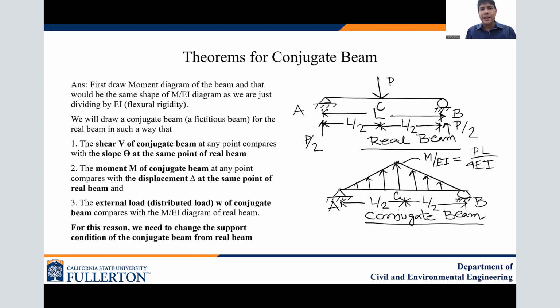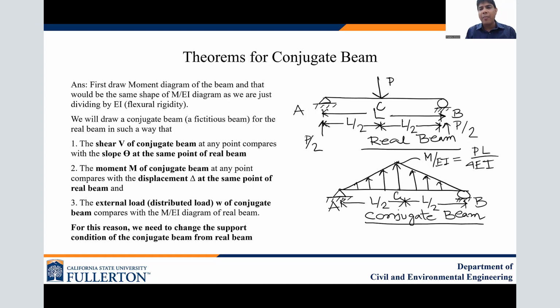The first step is to draw the bending moment diagram of the real beam. Once you draw the bending moment diagram, then we need to divide by EI. EI is the flexural rigidity, E is the modulus of elasticity, and I is the moment of inertia of the beam. For this one concentrated load, our bending moment will be PL over 4, which is maximum in the middle of the beam. If we divide the bending moment by EI, it will be PL over 4EI. And that M over EI diagram will be your new loading in the conjugate beam. So first step: draw the bending moment diagram, divide by EI, and draw the new loading diagram in the conjugate beam.